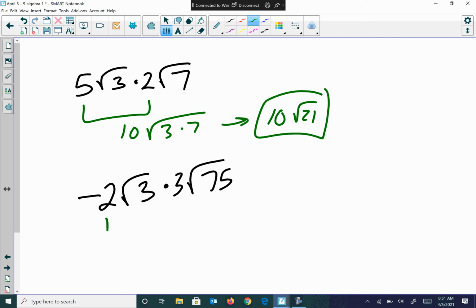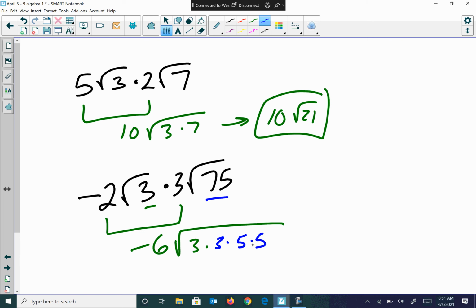Okay. Let's multiply outside. So I'm going to get negative. Ooh. I'm going to take the root of 75 and break it down. 75 breaks down to 25 times 3. 25 breaks down to 5 and 5. 3 times 3 is 9. The square root of 9 is 3, so 3 is outside. 5 times 5 is 25. The square root of 25 is 5. Does everything come out of the radical? Yep.